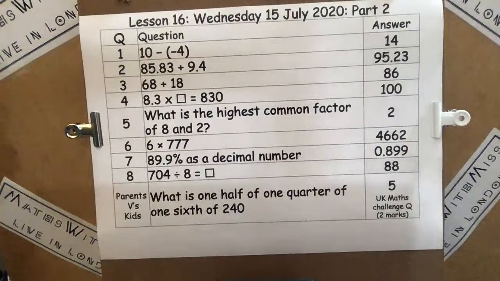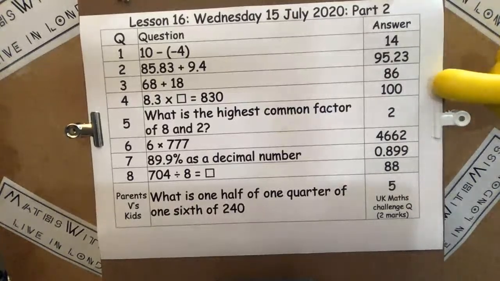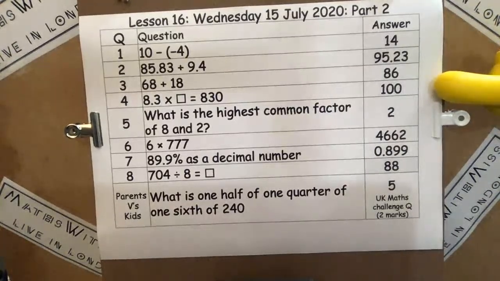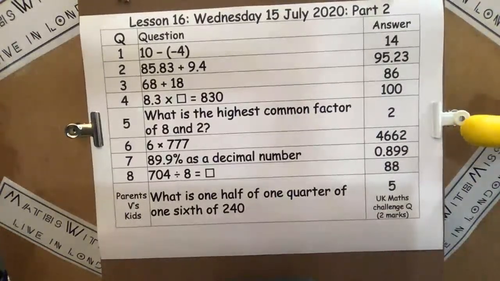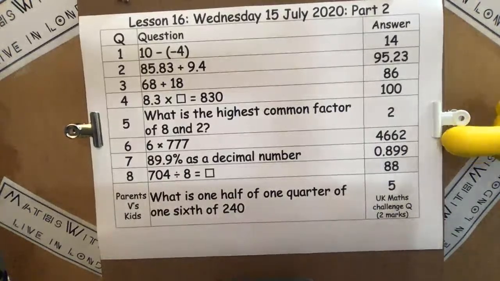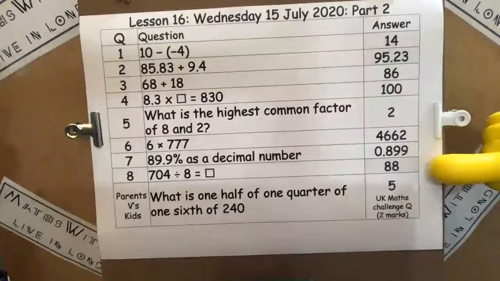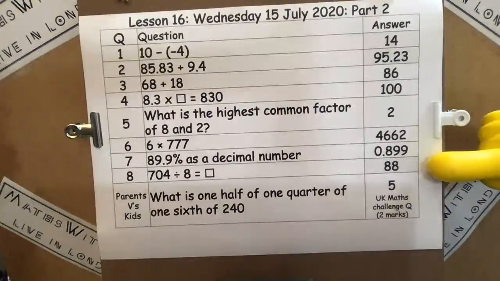Question 1 is 14. Question 2 is 95.23. Question 3 is 86. Question 4 is 100. Question 5 is 2. Question 6 is 4,662. Question 7 is 0.899.